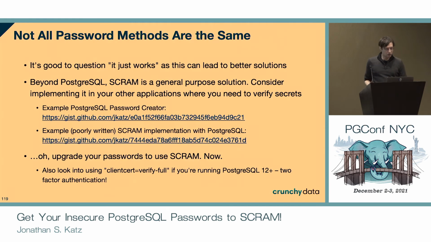So, in conclusion, the way this talk started was asking a simple question: we logged into a Postgres database and it just worked, so what just worked? And this is important, because not all password methods are the same. Questioning why it just works does lead to better solutions. Fortunately, we did adopt the SCRAM protocol in Postgres, and I think it's a very good solution. I think it lasts a very long time. Maybe something better comes in the future, and perhaps we adopt it.